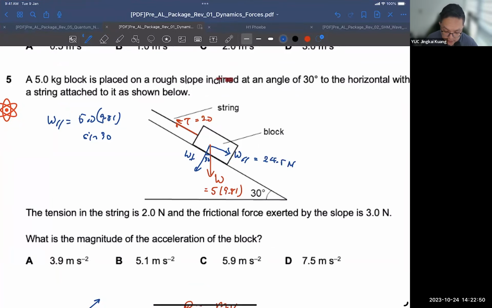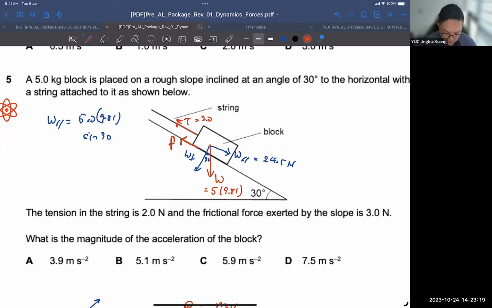Now if we consider these two forces, the tension, 2.0 newtons upwards, and 24.5 newtons downwards, the net force is down the slope. So in this case, your friction has to be acting up the slope. Your friction is in this direction. Hold on, let me draw it nicely, in red color. Like that. Friction has to be in this direction.